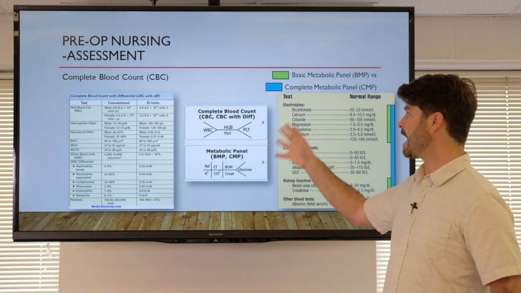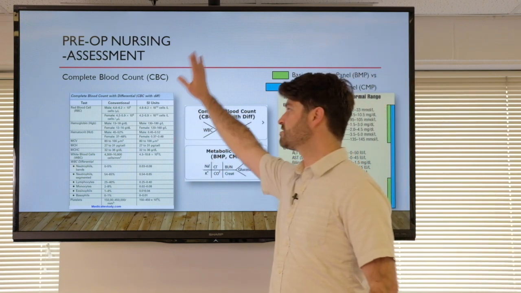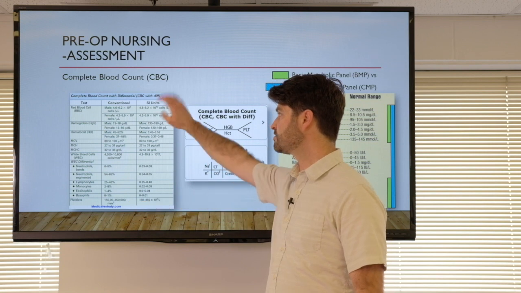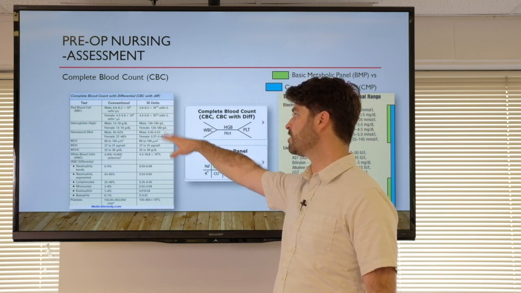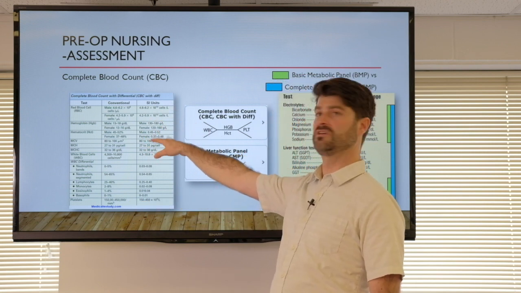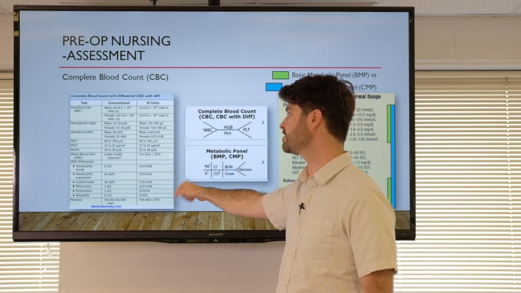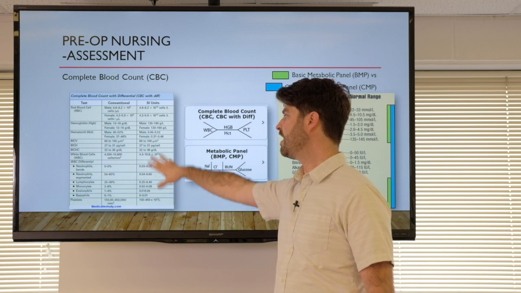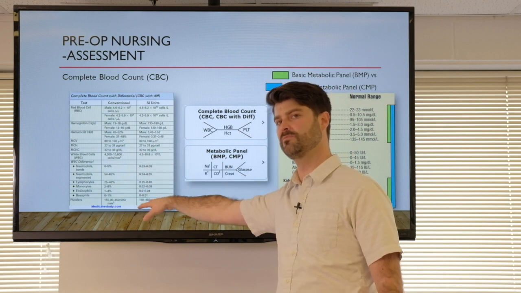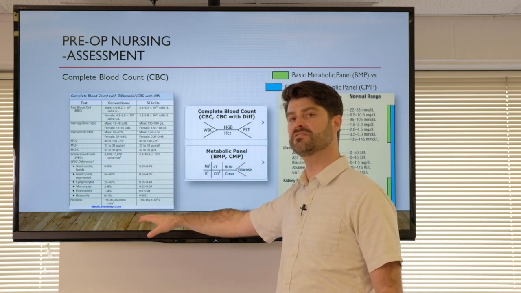Quick notes on our labs. So our CBC is all these components. It's our red blood cells, hemoglobin, hematocrit, all the different MC whatevers, different measures of red blood cells and maturity of red blood cells. Our WBCs, and then all the different types of WBCs, and finally our platelets.